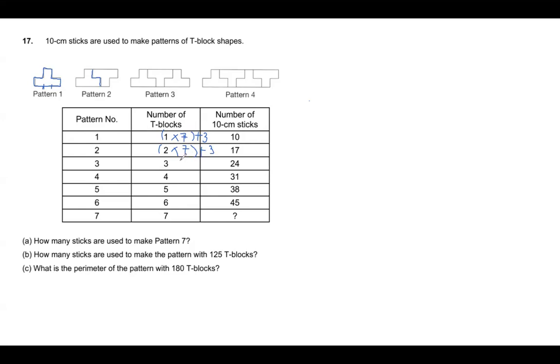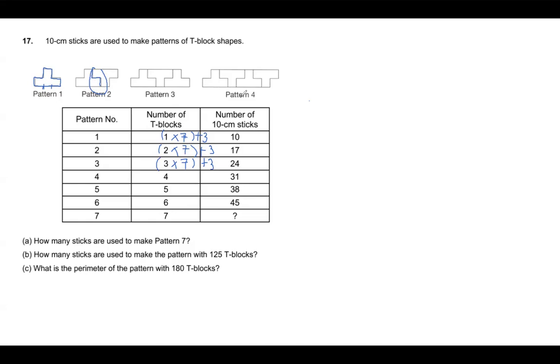Okay, then same thing, pattern number 3. So number of blocks is 3. You multiply it by 7. That's 21. And then you plus 3. So where do you get this 3? This 3 is actually the part that overlaps. So you will still need to add it back.